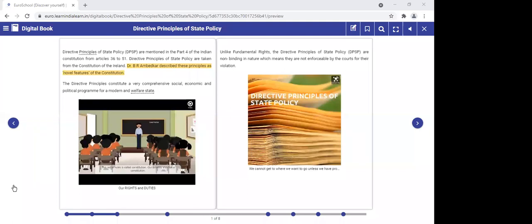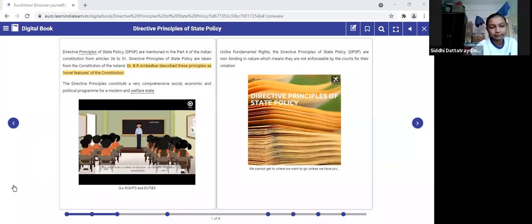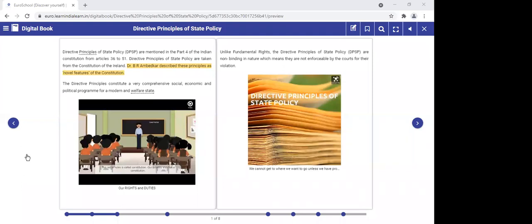Have you understood this? The directive principles? Yes, ma'am. Everyone? Yes, ma'am.